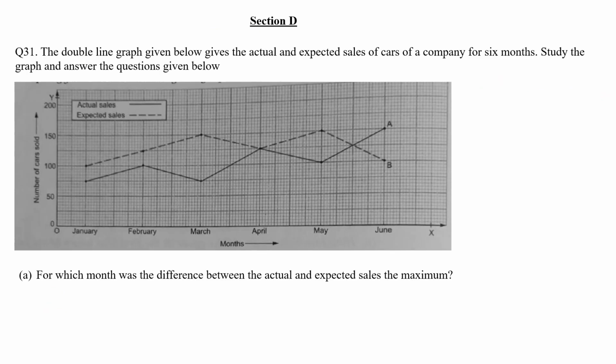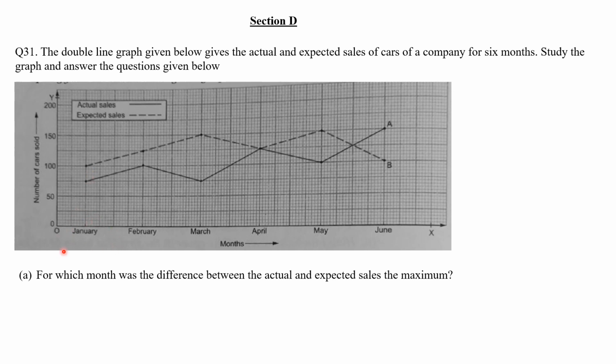Now section D, question number 31. The double line graph given below gives the actual and expected sales of cars of a company for 6 months. Study the graph and answer the questions given below. So here in the graph, actual and expected sales of cars are given, and the data is given for the first 6 months. Okay, and based on this graph there are a few questions. So the first question is, for which month was the difference between actual and expected sales the maximum? Now actual sales, as you can see here, are represented using a solid line and expected sales are represented using a dotted line. So now you have to find the difference.